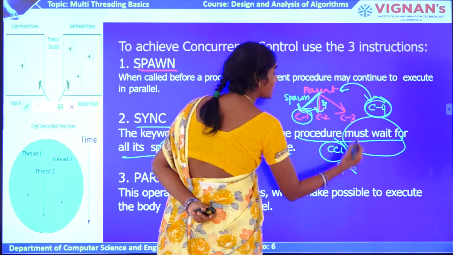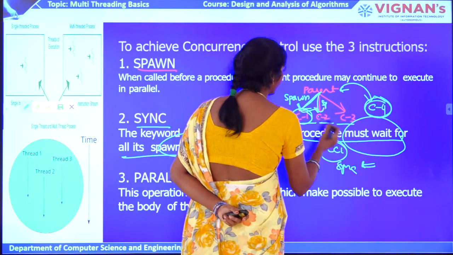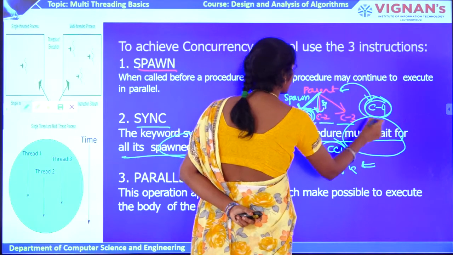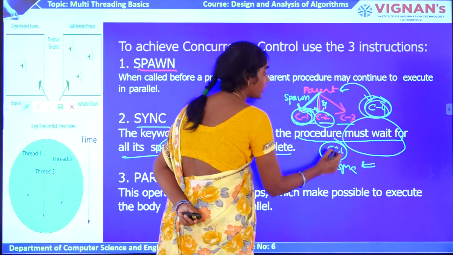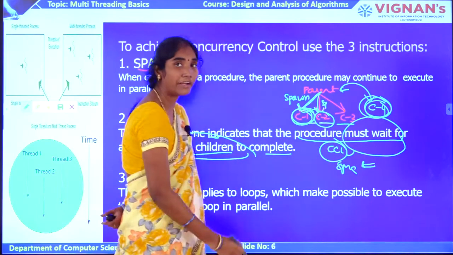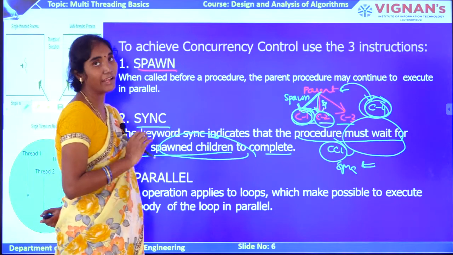So this will be started only when all these three, this one and this one, these three spawned ones, are completed. When these three are completed, then only this will be started. So that is how the sync operation executes.